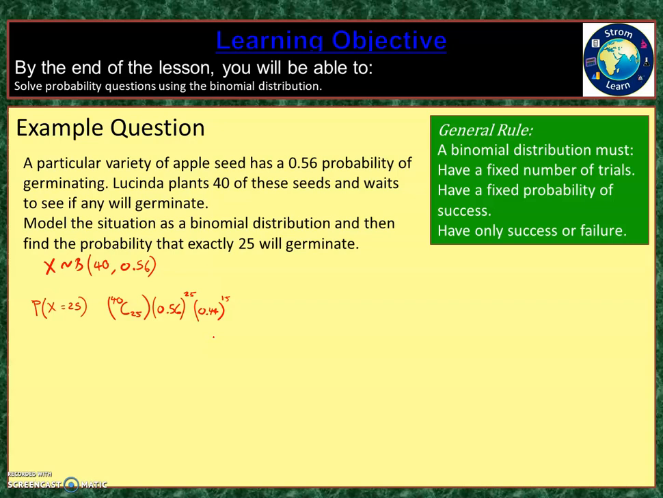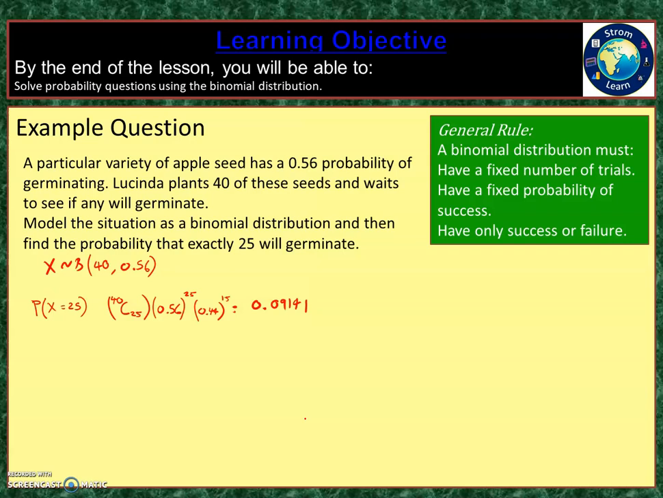And now I can type this into the calculator. And that gives me 0.0914. So what's that? That's 3 significant figures. That might be all right. Maybe I'll just go for 4 significant figures. So there we go. So that is our probability that exactly 25 will germinate.